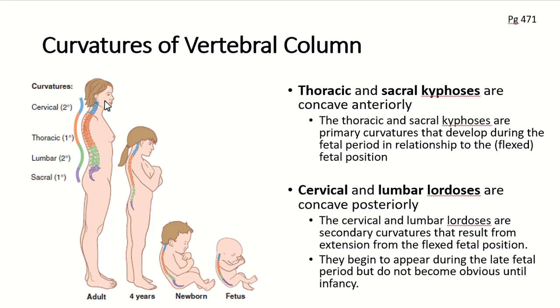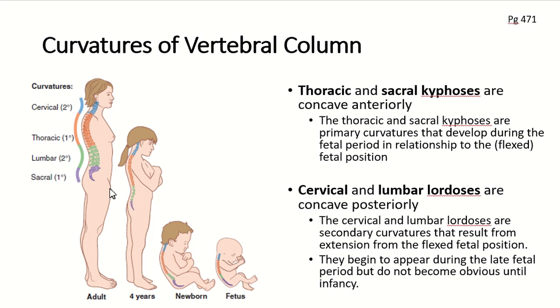So, the thoracic and sacral kyphoses are primary curvatures that develop during the fetal period in relation to the fetal position, right? So you can see the fetus is very rounded here, yeah? Now, if you compare these curvatures in this figure here, what you note is that the primary curvatures are in the same direction as the main curvatures of the fetal vertebral column. The primary curvatures are retained throughout life as we go upwards as a consequence of differences in height between the anterior and the posterior parts of the vertebra.